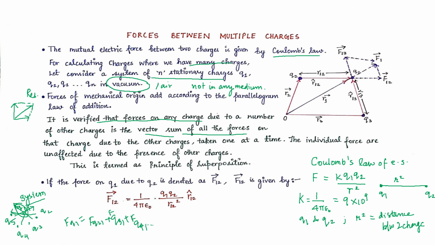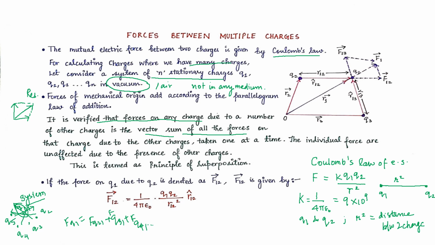But we can say there is some force on Q2 due to Q3, Q4, Q5, and on Q5 due to Q1, 2, 3, 4. Yes, it is possible; in the system every charge will be exerting some force on the other charges. But when we are considering one charge, we have to take the individual charge only. At this point, this Q1 will be unaffected by any other force.